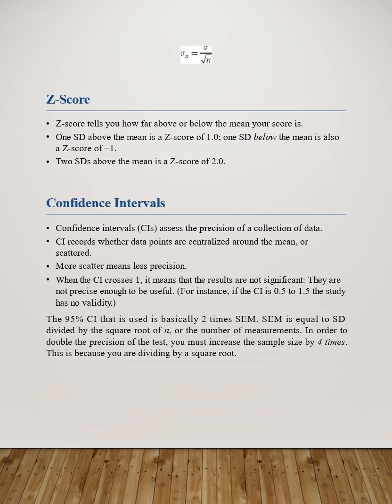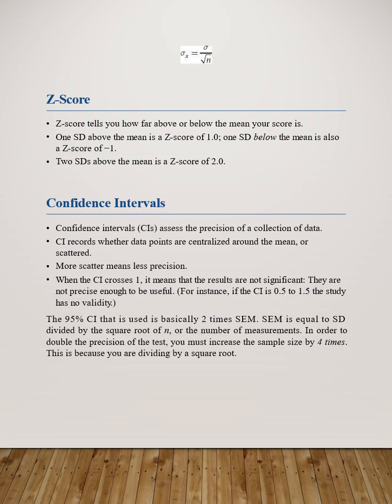Let's go to the next slide, number 6. And here on slide 6, on the top, we are shown how this works. Z-score. Z-score tells you how far above or below the mean your score is. Number 2, one standard deviation above the mean is a Z-score of 1.0. One SD below the mean is also a Z-score of -1. Number 3, 2 SDs above the mean is a Z-score of 2.0.